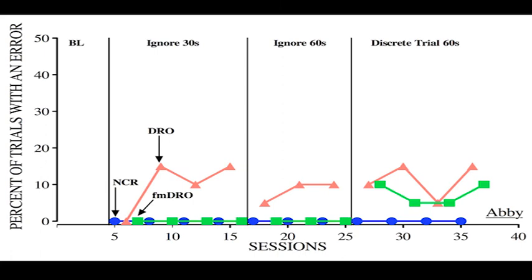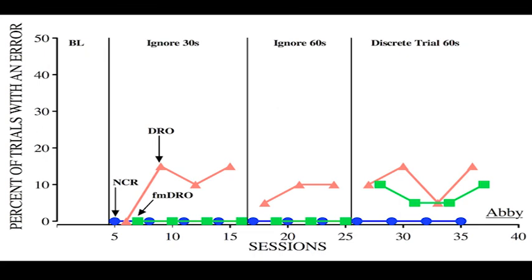So as you can see, in all of these phases, the largest percent of errors are occurring in the interval DRO condition. Right? And Abby's data actually closely mirror the results for some of the subjects that I just showed you from the analog environment, in that more errors are occurring in the DRO conditions as compared to NCR.